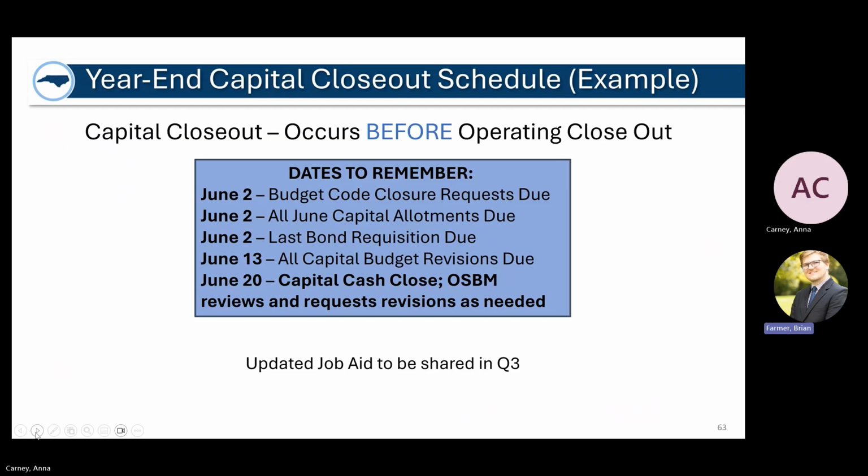Additionally, on the schedule here, you'll see June 20th is the capital cash close. That does not mean that at June 20th you can do no more revisions. That means that OSBM at that point expects you to be done, will review stuff, and if you need additional revisions to clean up things for close, we'll let you know and you can still submit them. We just like to flag that because we know the date can be a little confusing, but we can still do revisions after June 20th.